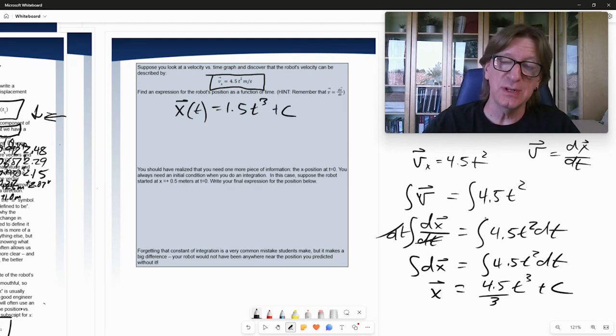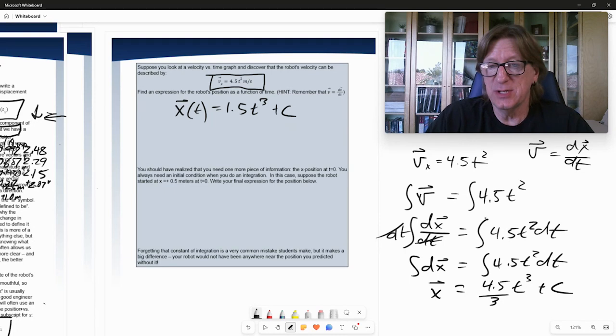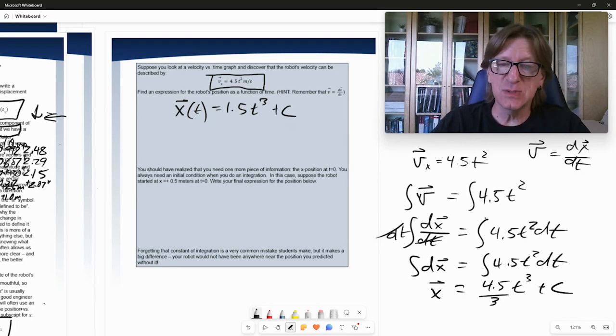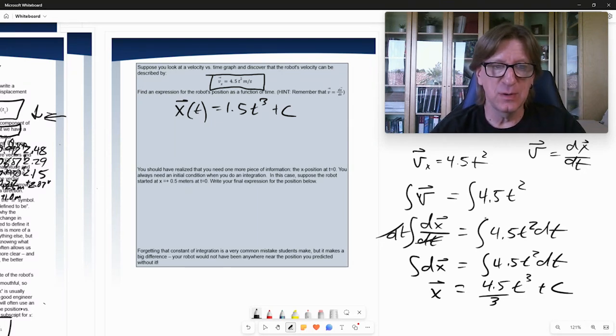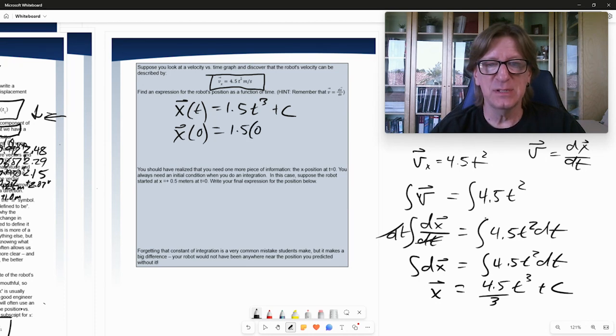And this is going to be true anytime you take an integral. You need at least one initial condition. In this case, we need to know the x position at time 0. Suppose we put time 0 into here. If I have x of 0, this becomes 1.5 times 0 cubed plus c. Well, that's just 0.